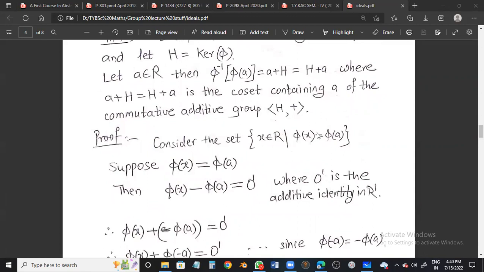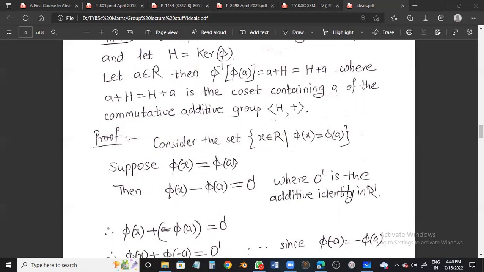So we are first of all considering the set containing all elements x for which phi of x is the same as phi of a. Means image of x is the same as image of a. All such elements we are considering. Now let us deal with this equation separately. So we suppose phi of x is equal to phi of a.